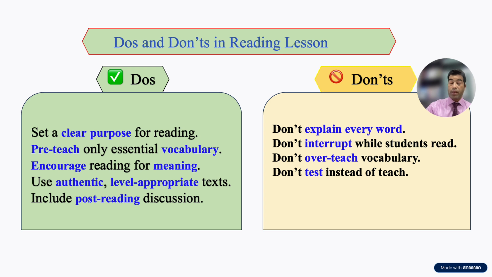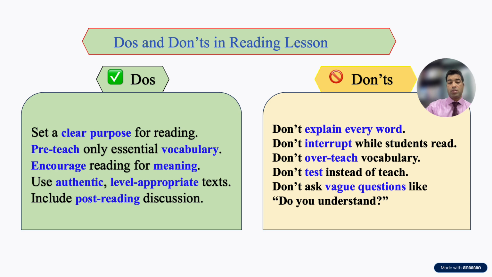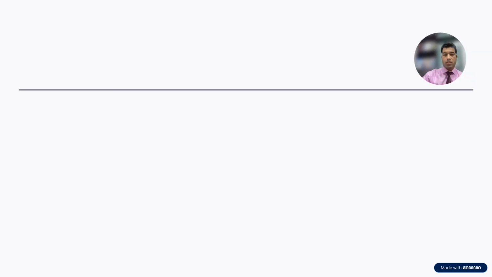Test instead of teach: don't test. Students should not be tested while they have been given an activity, let them do their activity. Don't test at the same time. Don't ask vague questions like, did you understand? It is not encouraged. You should ask something specific. For example, if you want to check instructions, we can say, is it a pair activity or group activity? If it is reading, we can say, will you find out true or false? So be specific, which statement is true, which statement is false, not a vague question.